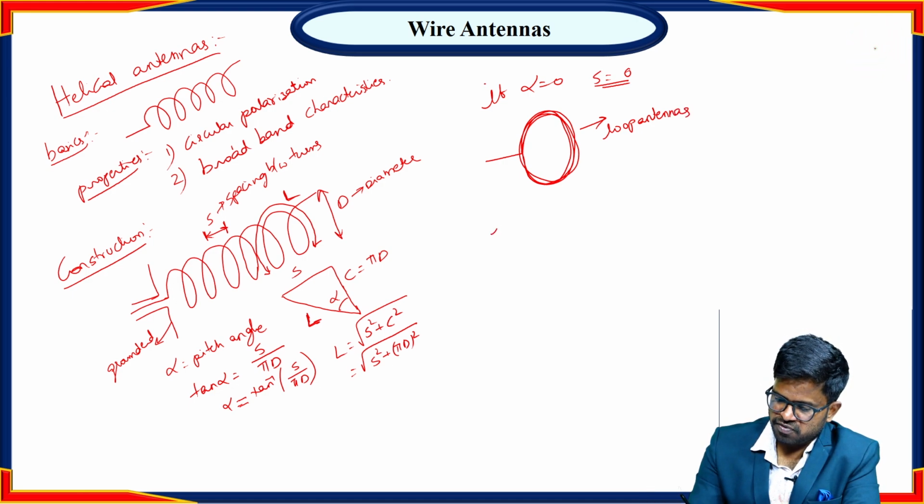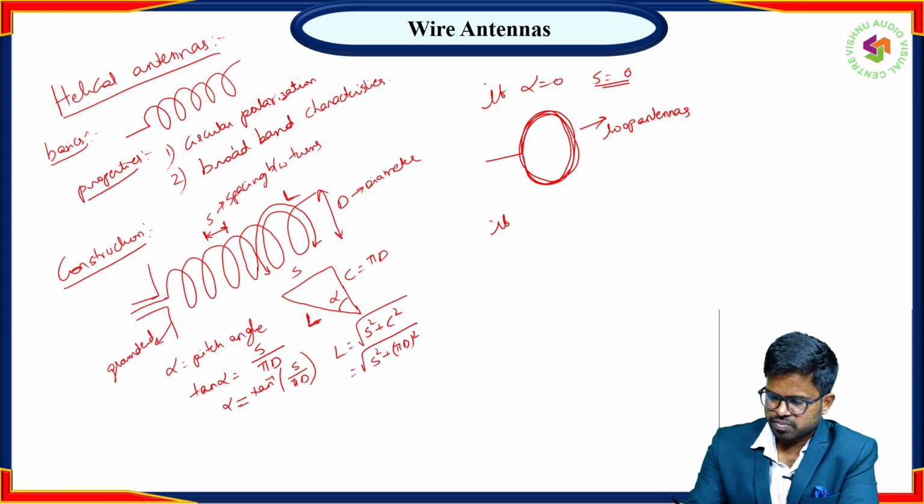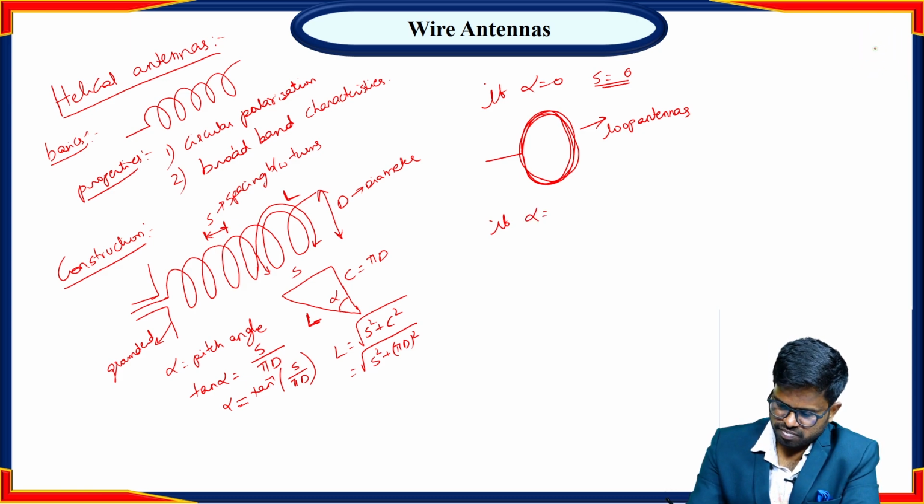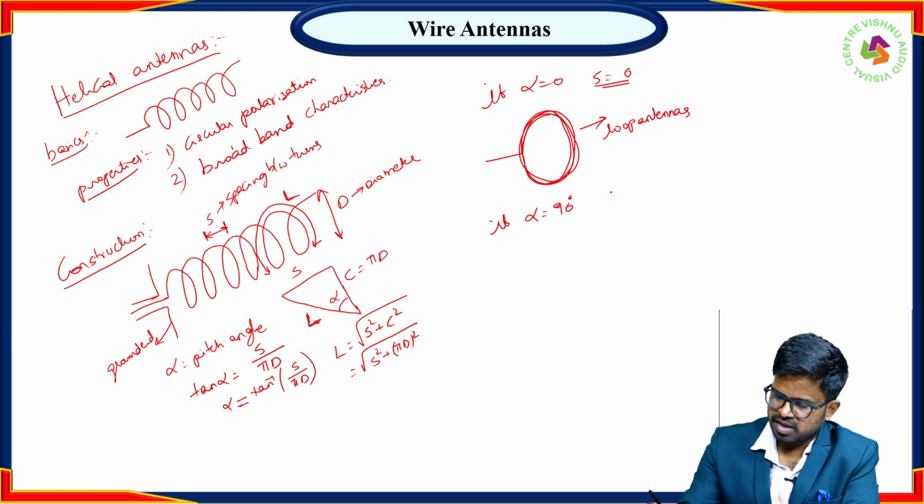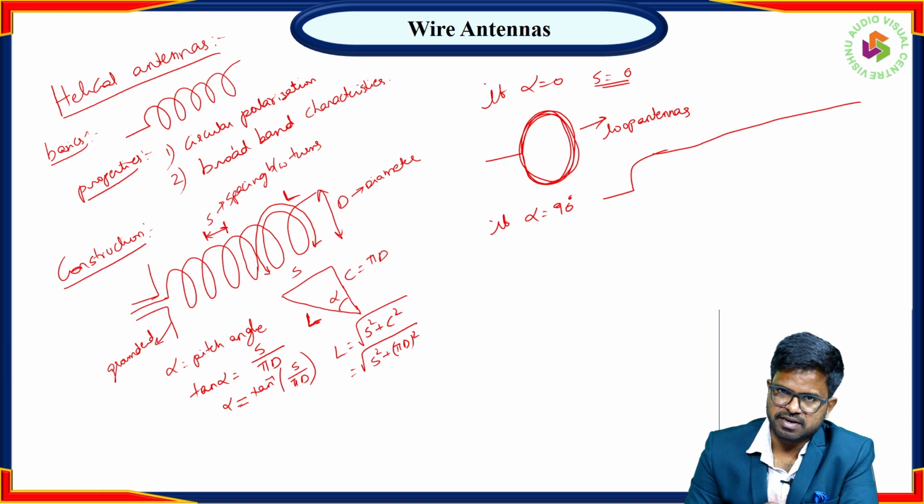Okay. If alpha equals 90 degrees, then S, whatever the S is, will be at infinite extent. So then what happens? It simply acts like a monopole antenna.